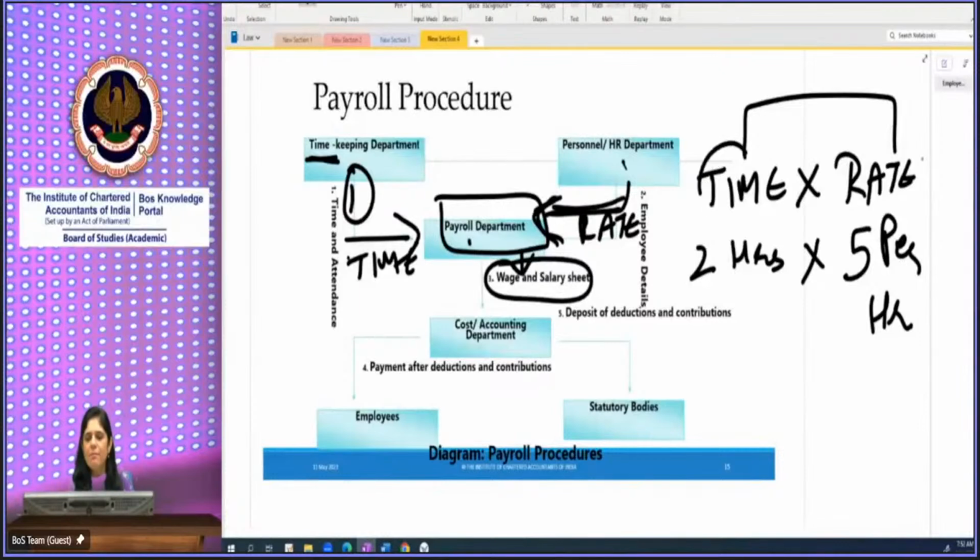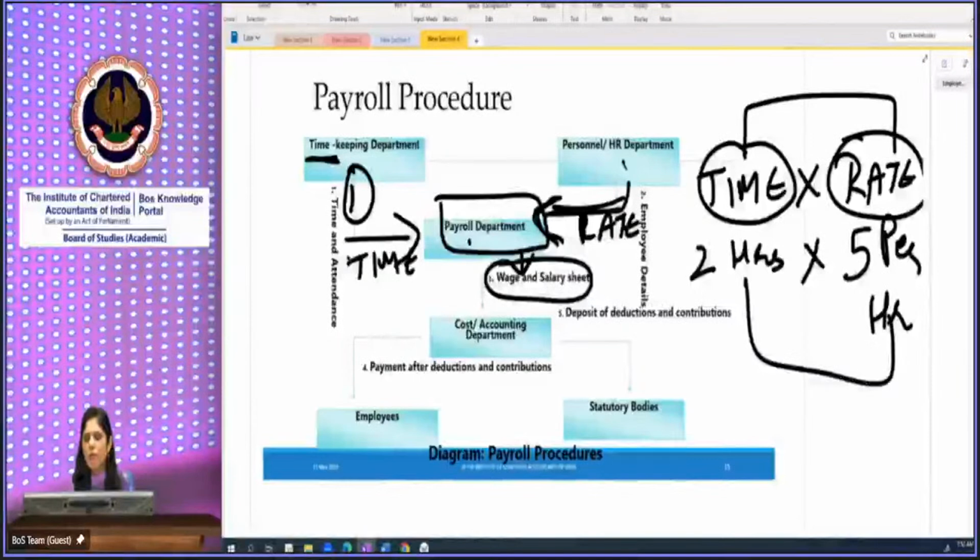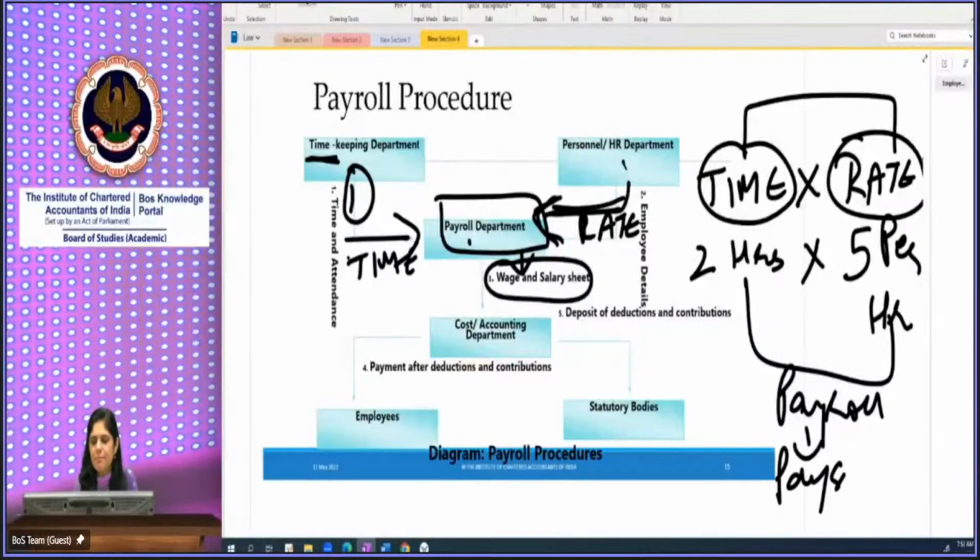Clear? So time is given by timekeeping, rate is given by HR department, and together the payroll department does the computation of salary. Then payroll department basically makes the pay slip. Pay slip means it calculates the entire salary they have to get. Then it goes to the cost accounting department, which will make deductions.